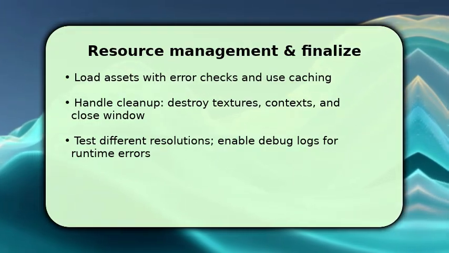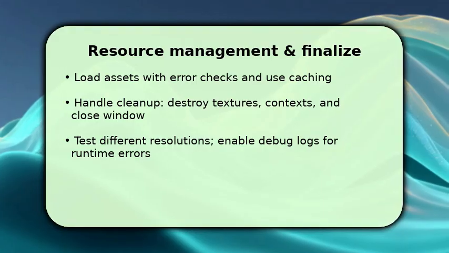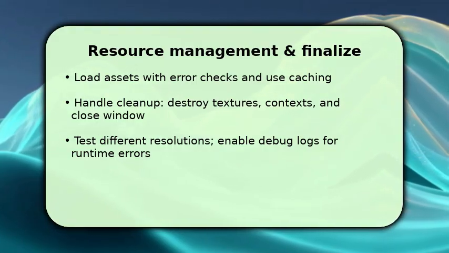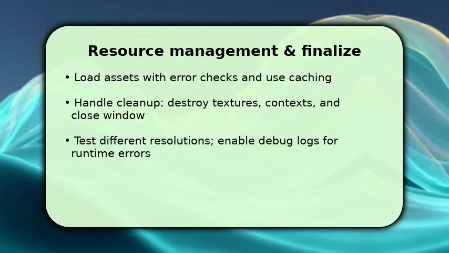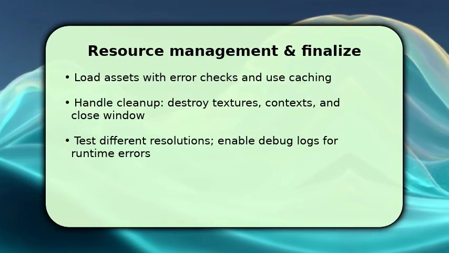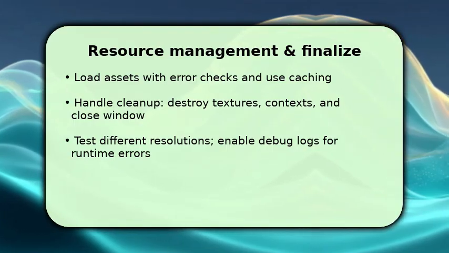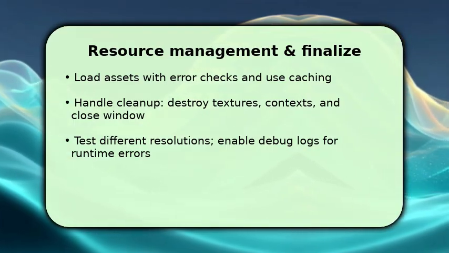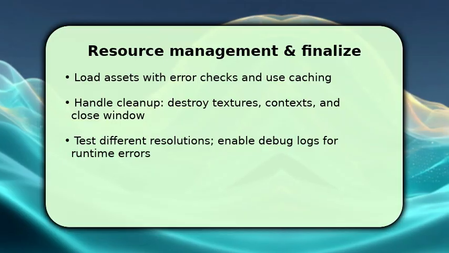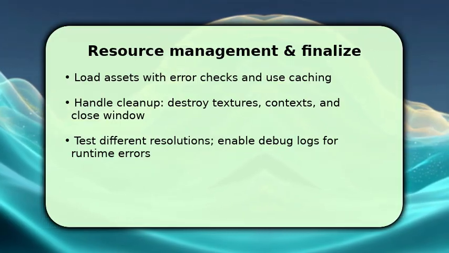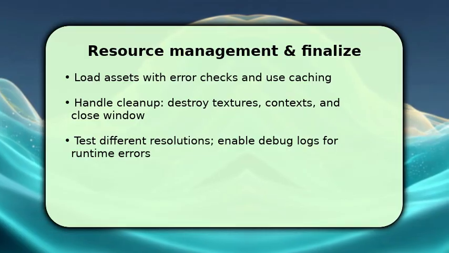Once your rendering works, add graceful shutdown that destroys textures, frees GPU buffers, and closes the window to prevent dangling resources. Test on multiple resolutions and toggle full screen to verify layout. If something goes wrong, enable verbose debug logs and check return codes. Often a missing shader, wrong path, or mismatched pixel format causes silent failures.